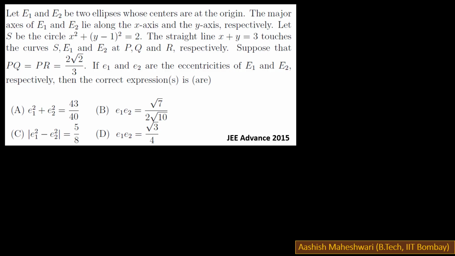Hello students. So this is the question which has appeared in IIT JEE Advanced 2015 and one of the very interesting questions from coordinate geometry. So let's solve this question.